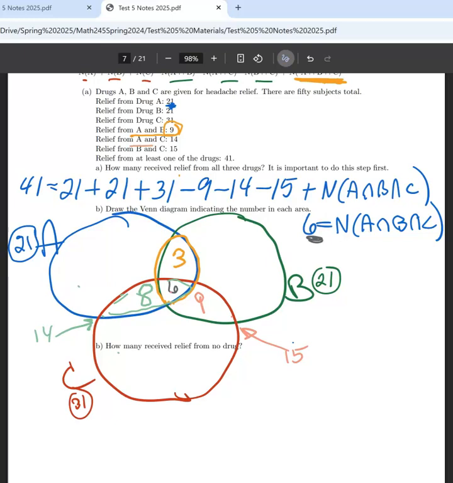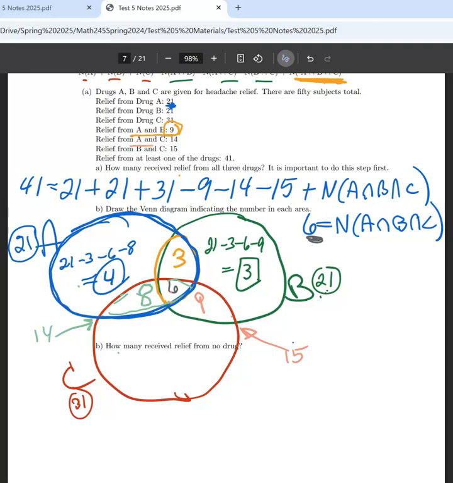Now I can use what I know about A. All of this has to be 21. So in order to find this, I take 21, subtract off the 3, subtract off the 6, subtract off the 8. That means there's 4 in the big blue circle. Same thing over here. I'm going to take this 21, subtract off the 3, subtract off the 6, subtract off the 9. Oh, look at that. That one gives me 3. And then here, I'm going to take this 31 and subtract off the 8 and the 6 and the 9, right? And then this is going to give me 8.